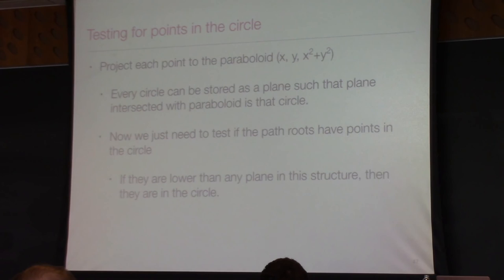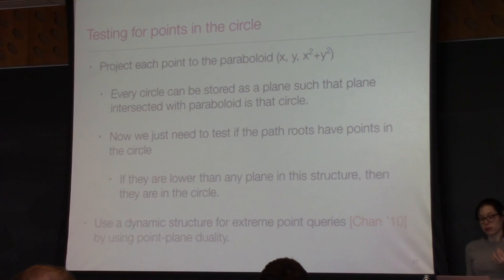It turns out there is a dynamic structure for extreme point queries, by Chan. It takes planes and finds points that are extremal, so it's the opposite of the kind of query we want to do. So we transform into the dual using point-plane duality. I'm not sure if anyone is familiar with that. If you've taken a computational geometry course, you might have seen point-line duality. It's the same thing in three dimensions. It basically means the picture looks different, but we haven't changed the information at all. And then we use some tricks after that.